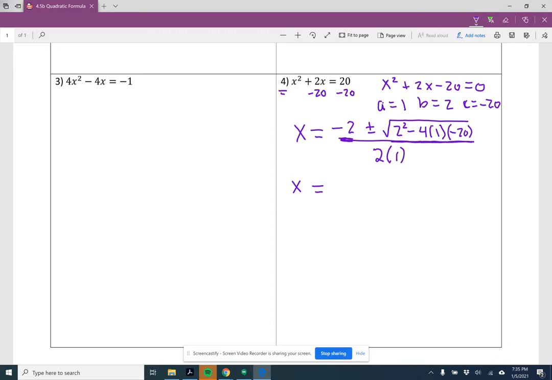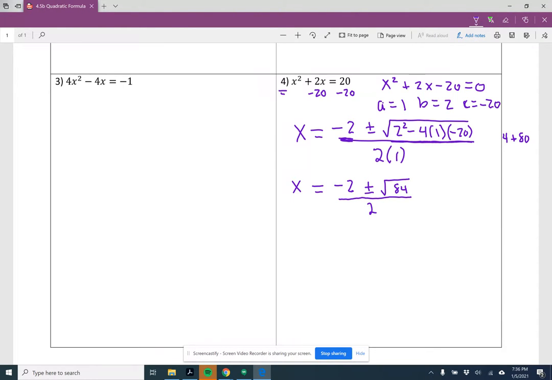Now we're going to simplify. Negative 2 doesn't simplify. Simplify your discriminant. 2 squared is 4. Negative times negative turns into a positive, so the negative 4 times the negative 20 is going to be 80, and the 1 doesn't matter. So we have 84 under that radical. So negative 2 plus or minus the square root of 84. I think in the video she just does it in the calculator, and you're welcome to do that, and she'll show you exactly how to use the Desmos calculator. Then we're going to divide that by 2 times 1, which is 2.